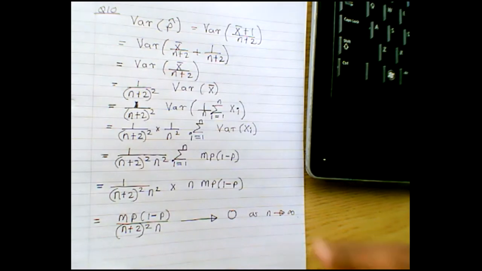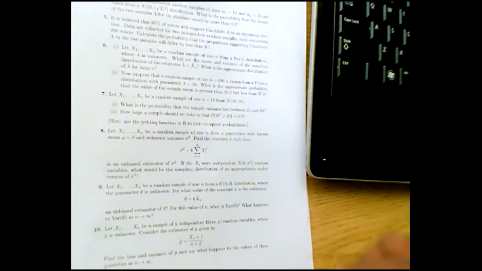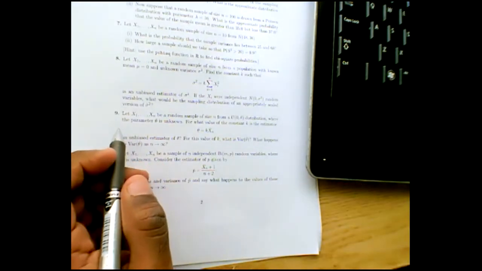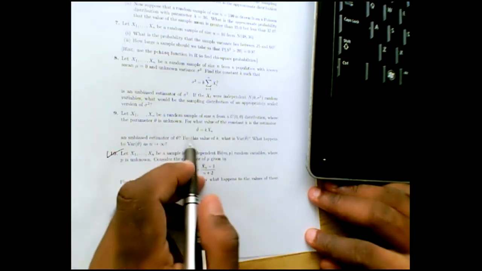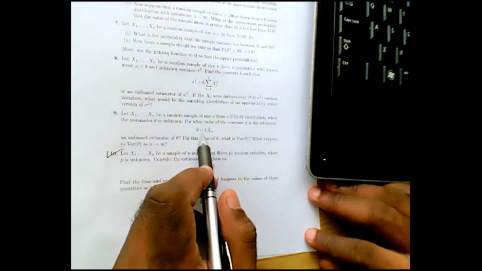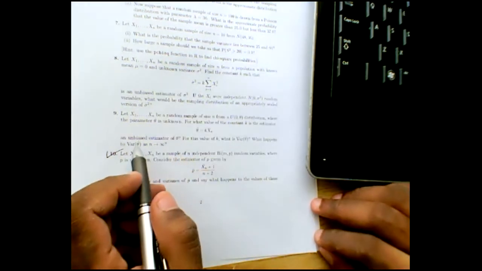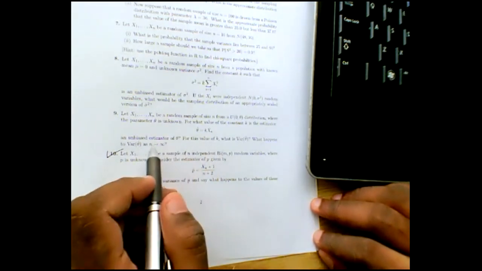All right, so let me go to the next question. So we're done with this one. The next question is question 9. So here you have a random sample from a uniform (0, theta), and you have this estimator theta hat equal to k times x bar. And the first part is to find the k so that this estimator is unbiased for theta.